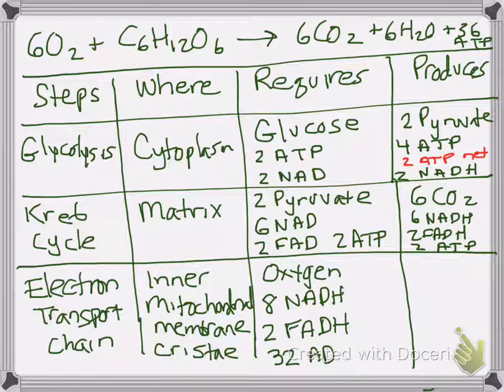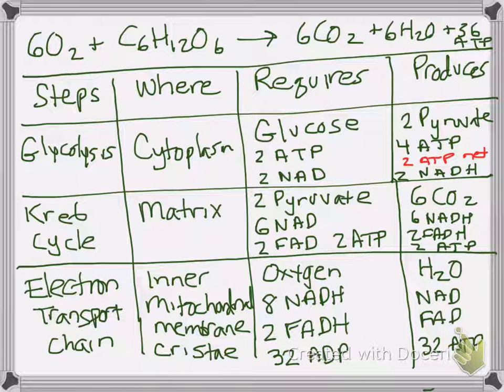And it'll use 32 ADP. The oxygen is going to combine with all the hydrogens that get released from these electron carriers and produce water. All of these are going to be reduced and will be uncharged, but we're going to make 32 ATP molecules in this final step.